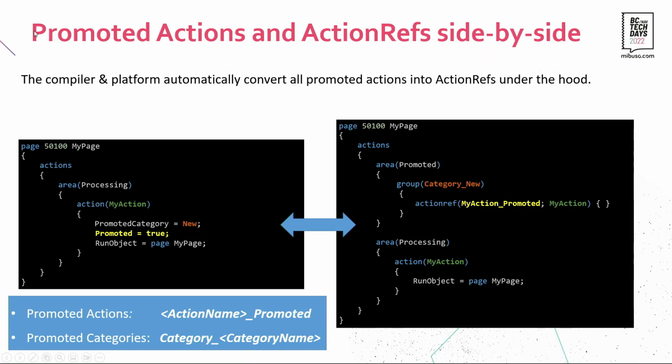Yeah, and then this is just a summary of how a valid conversion should look. For promoted actions, you should use the name of the action underscore promoted. And for promoted categories, we have the category underscore promoted.